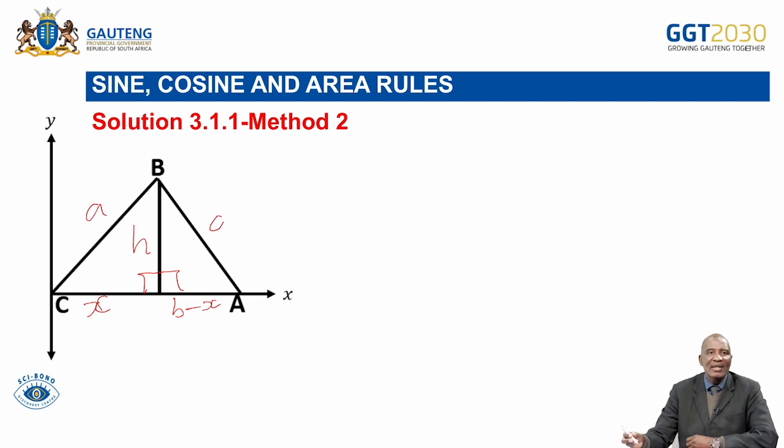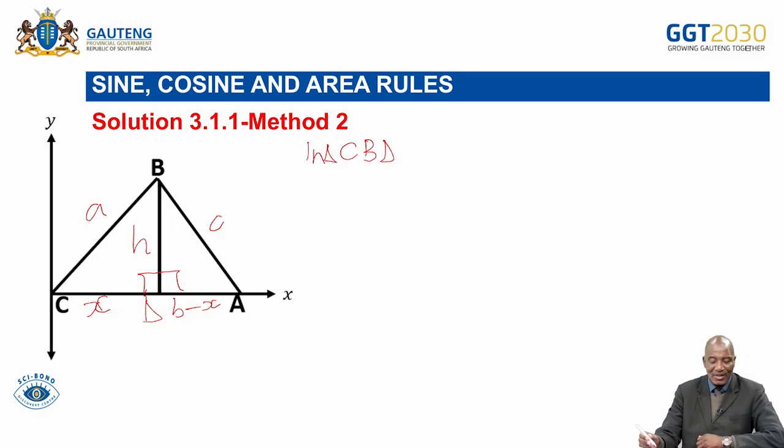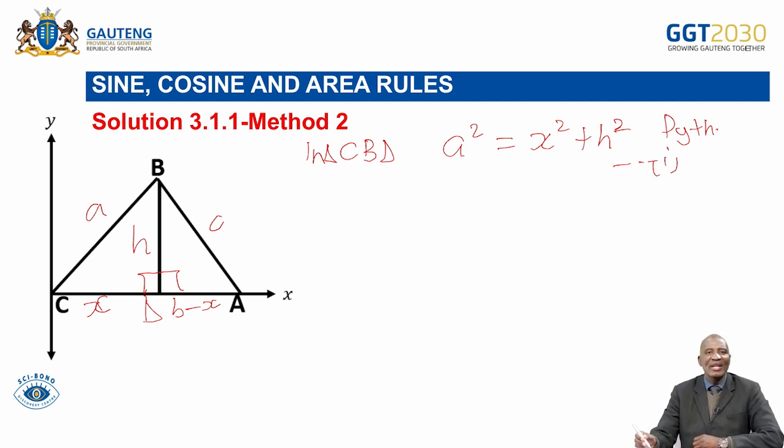You focus in triangle CBD. Let's call this point D. In triangle CBD, what do you notice? Yes, a is the longest side. So a squared equals x squared plus h squared using Pythagoras' theorem, and you call this your equation 1. Done. There's nothing more that you can do there.